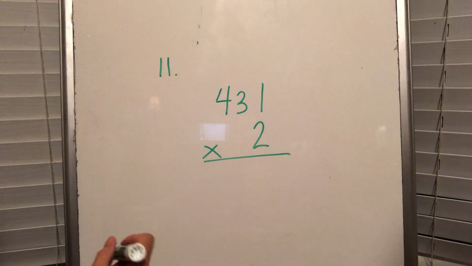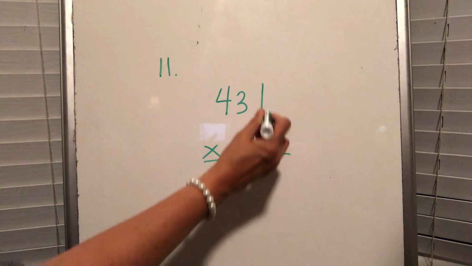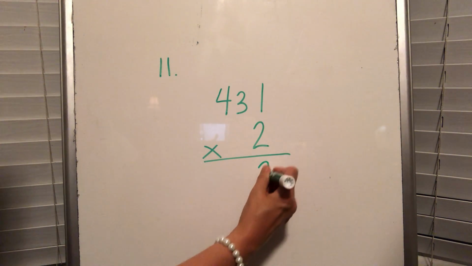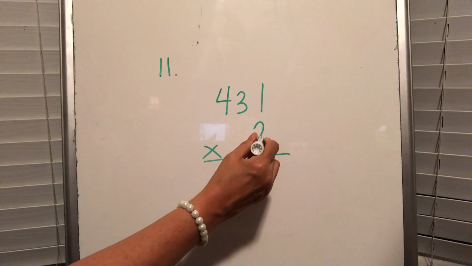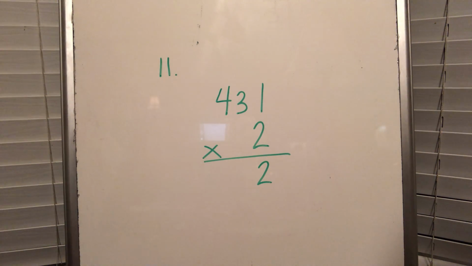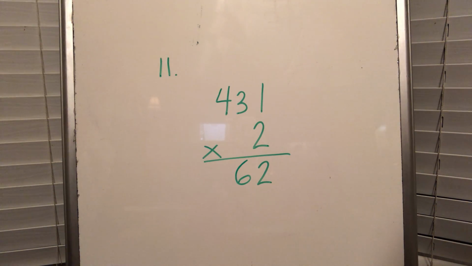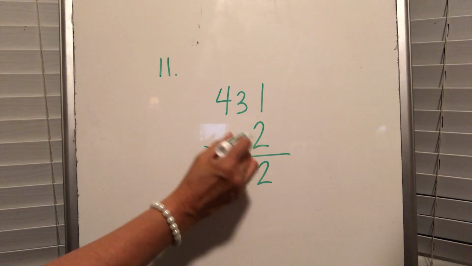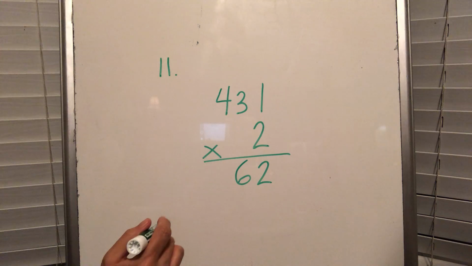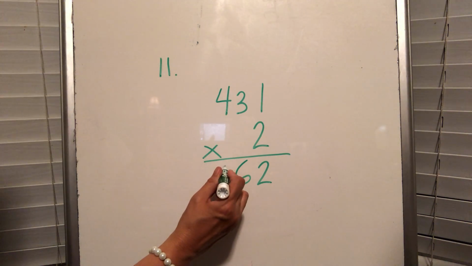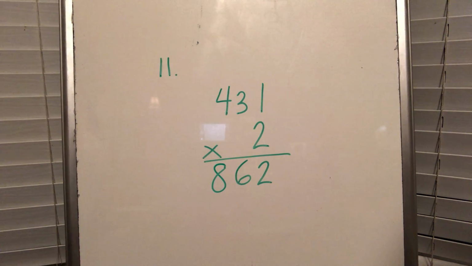Okay, again, we'll start in the ones place. 2 times 1 equals 2. We're going to multiply the 2 times the 3 in the tens place. 2 times 3 is 6. Then we'll multiply the 2 times the 4 in the hundreds place. And 2 times 4 is 8. 431 times 2 is 862.